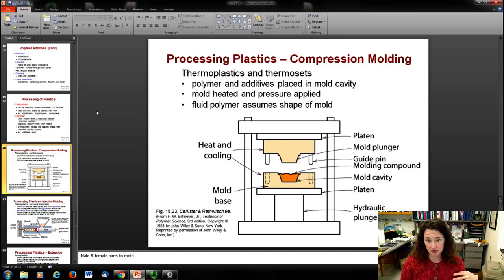One is compression molding, and this is done for thermoplastics and thermosets. In that, you take the polymer and its additives and put it in a mold cavity, and then the mold's heated and brought together and pressure is applied, and your polymer assumes the shape of the mold. So that's compression molding.